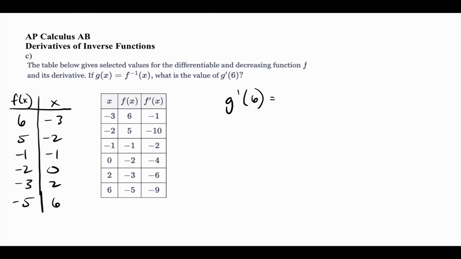So now we're going to use that formula over there. I'm going to set it up: 1 on top, f prime, f inverse. But instead of x, what am I going to plug in? 6, because that's what the question is asking. So I'm going to plug in 6.